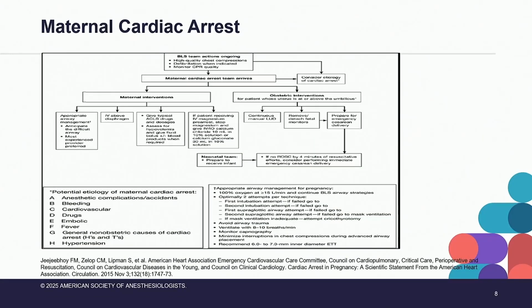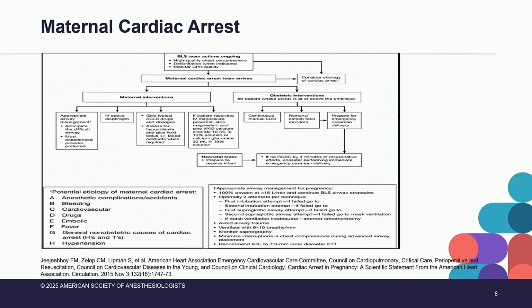Now, while you're treating everything, you need to have an algorithm in your head for what the etiology is. So the American Heart Association has developed this algorithm. A is for anesthetic complications. It could be a high spinal. B, bleeding. It could be abruption, uterine atony, or retained placenta if it's post-delivery. C, cardiac diseases. Peripartum cardiomyopathy is a big one. Takotsubo is something that's pretty fashionable these days. It happens more often than it used to.